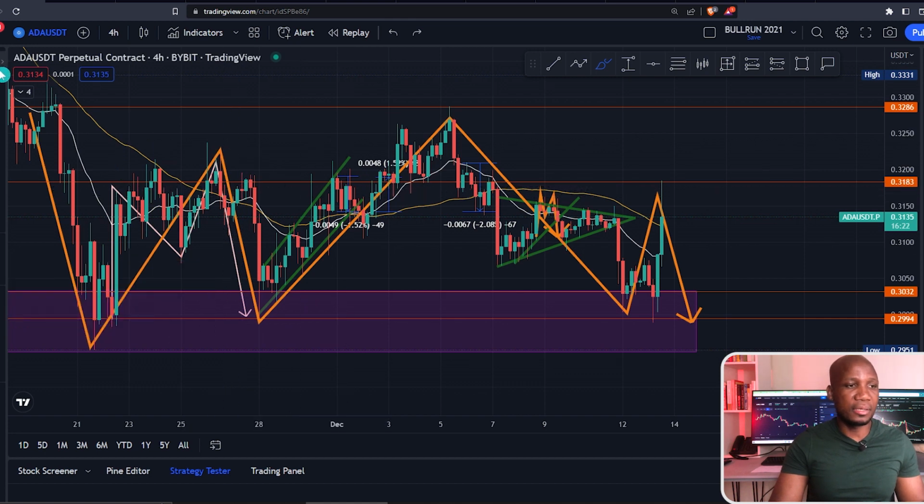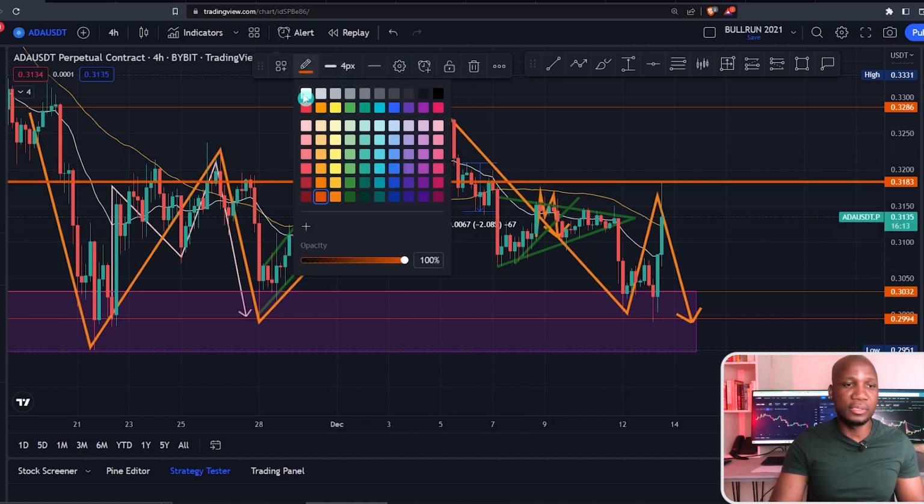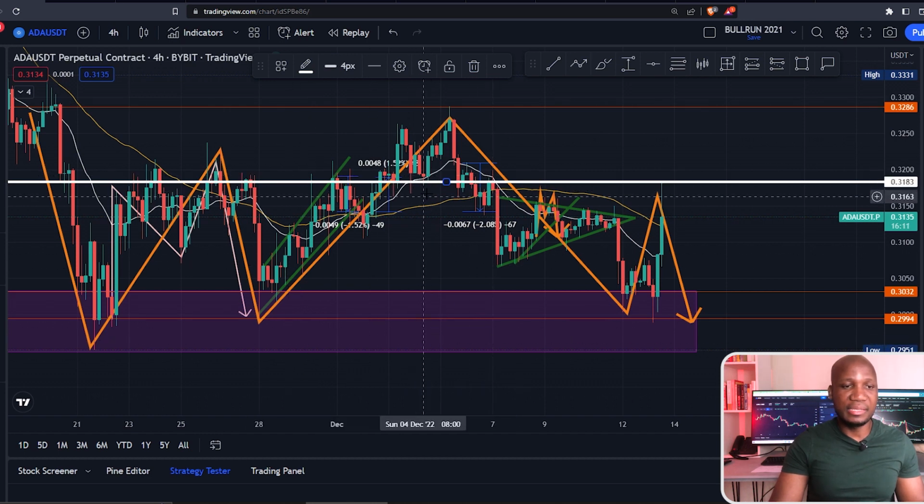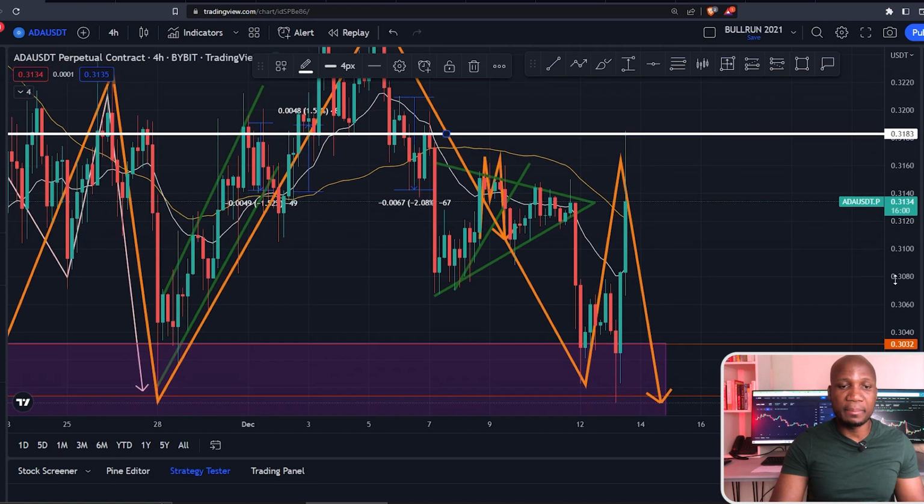So let me go ahead and just brighten this up by selecting a thicker line like that, and maybe just make it white as well so that you guys can see. You can see here that there's a huge resistance. That's why the market went up there and retested those levels, and that's what I'm expecting is going to happen on the market right now.